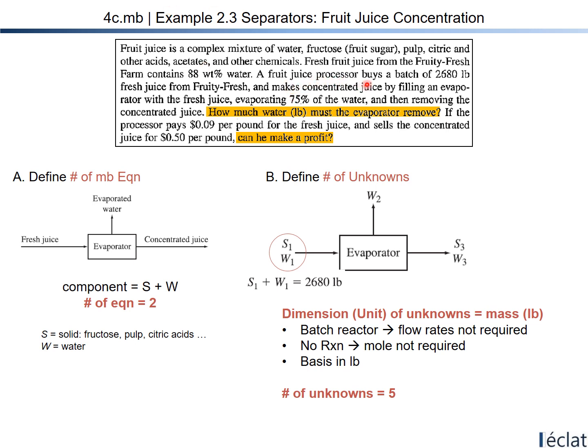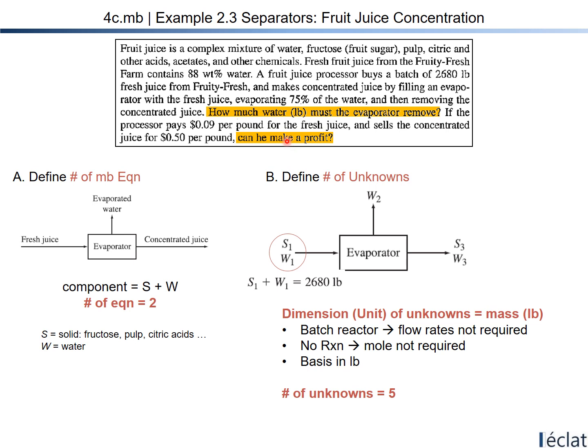A fruit juice processor buys a batch of 2680 pound fresh juice from the farm, and then this processor makes concentrated juice by filling an evaporator with the fresh juice, evaporating 75% of the water, and then removing the concentrated juice. So the process is the evaporation, or this is a kind of separator. The objective of this evaporation is to concentrate the fruit juice. The question is, how much water in pound must the evaporator remove? If the processor pays $0.09 per pound for the fresh juice and sells the concentrated juice for $0.5 per pound, can he make a profit?